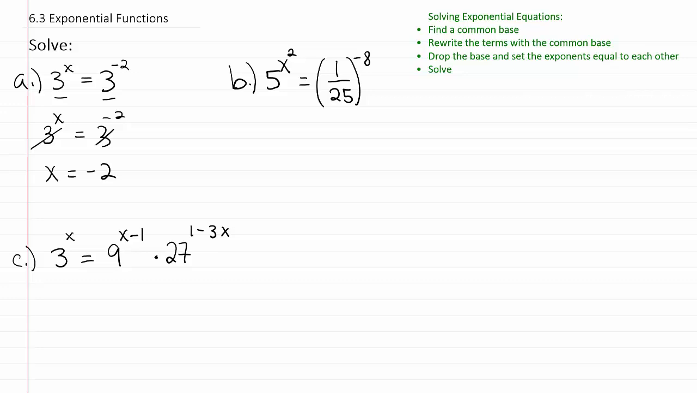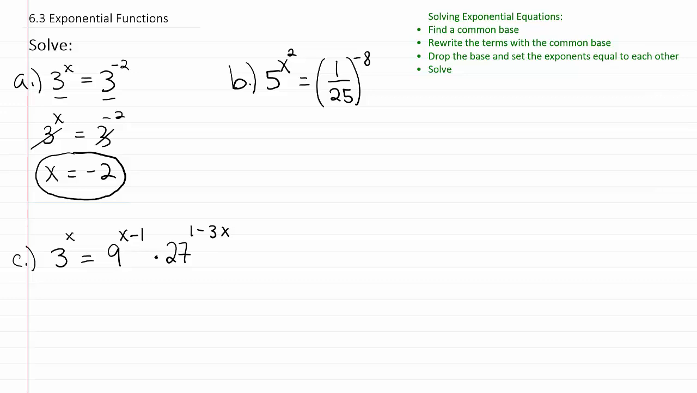And so basically, whenever the bases are common, you can just drop the bases and set the exponents equal to one another and solve the resulting equation. Now, this equation is already solved for us, basically, so we're done. All right, looking at the next one, example B, it's the same kind of thing. First thing we want to do is find a common base, though, because once we find the common base, we can then drop the base and set the exponents equal to one another. So let's try to rewrite it so we have a common base.